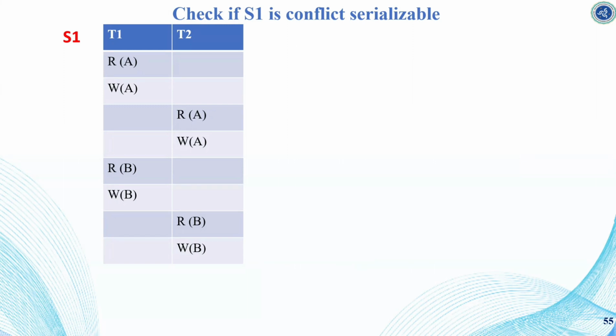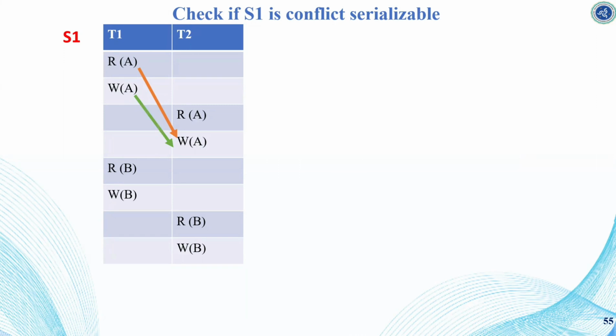First, we can check whether there exists a conflict or not. Here there is a read of A, and the next operation is a write of A. So there exists a conflict, a read-write conflict for the object A. Next, this is a write of A and this is also a write of A, so that is also a conflict.